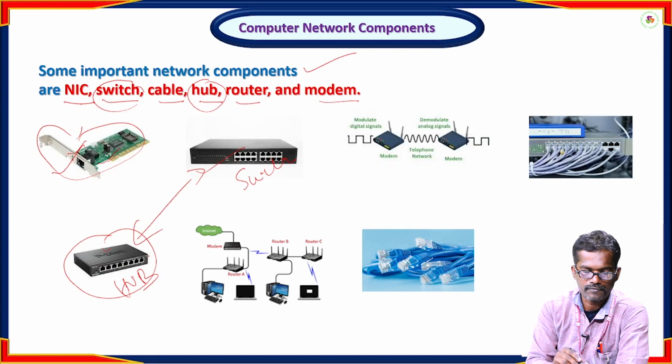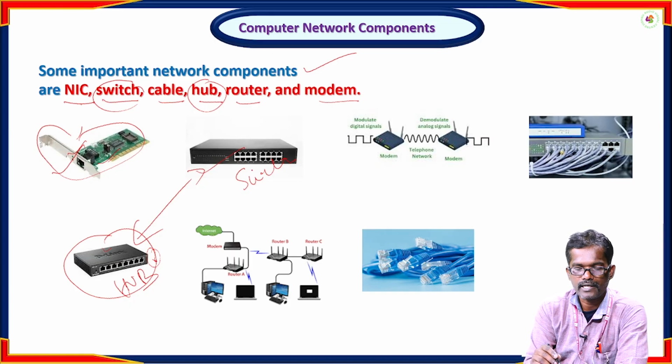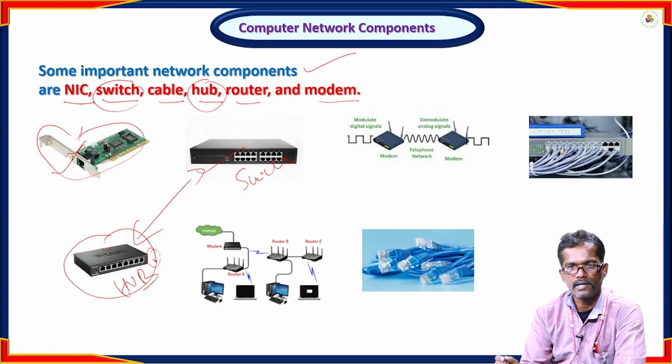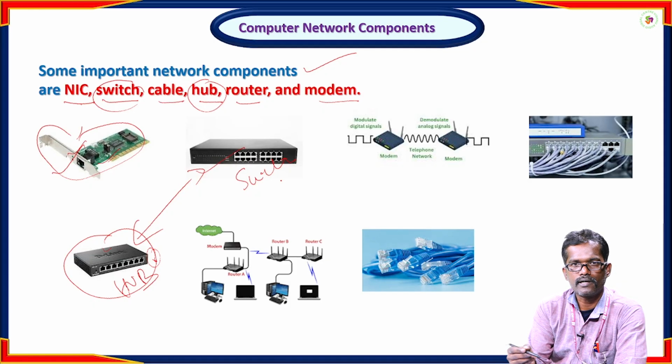We have 1, 2, 3, 4, 5 up to 8 systems we can add, whereas in a switch we can add more. We can increase the number of connecting devices into a single network. Up to 100 systems can be connected to the switch, whereas in a hub we can connect up to 8 systems. There is a lot of difference between hub and switch.